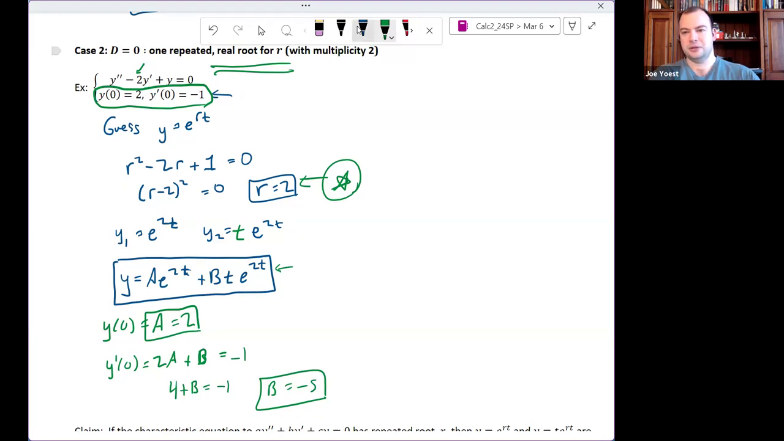And so this is the most general solution to the differential equation. And the solution to the initial value problem that satisfies the constraints as well is y equals 2e^(2t) minus 5te^(2t).